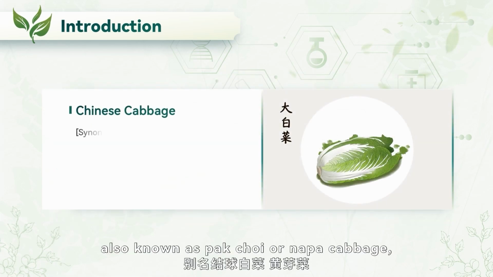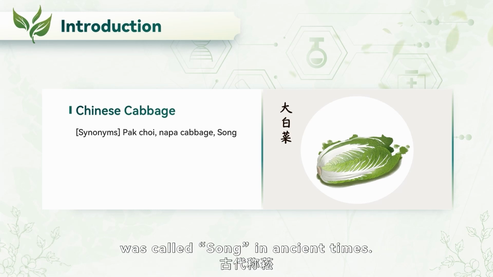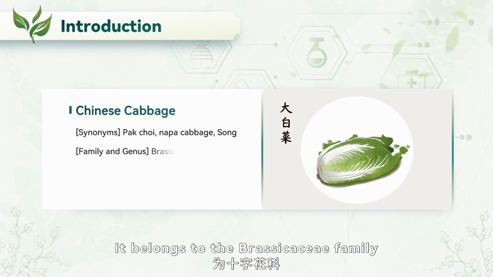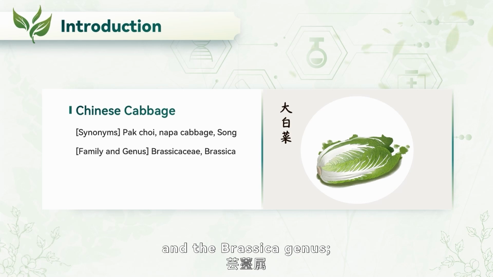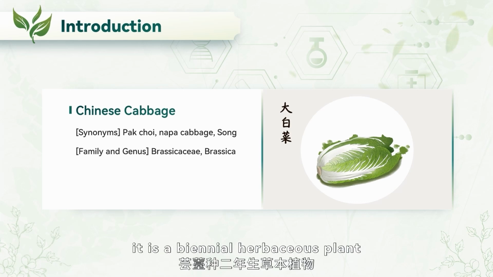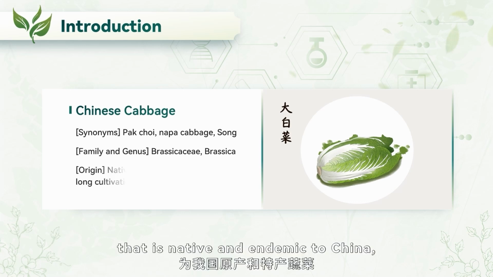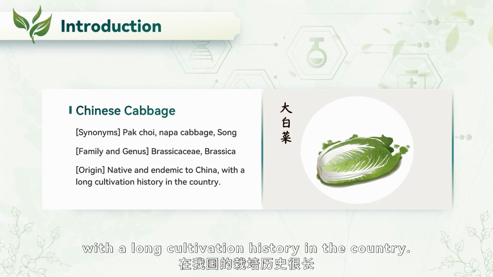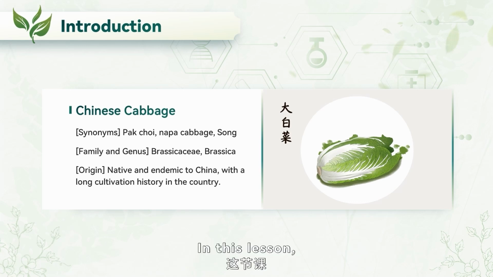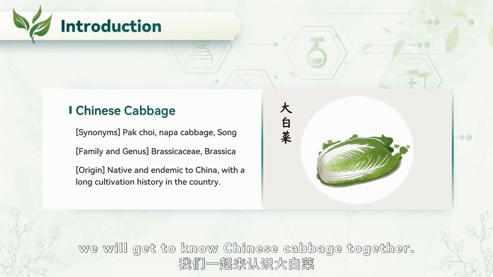Chinese cabbage, also known as pak choy or Napa cabbage, was called song in ancient times. It belongs to the Brassicaceae family and the Brassica genus. It is a biennial herbaceous plant that is native and endemic to China, with a long cultivation history in the country. In this lesson, we will get to know Chinese cabbage together.